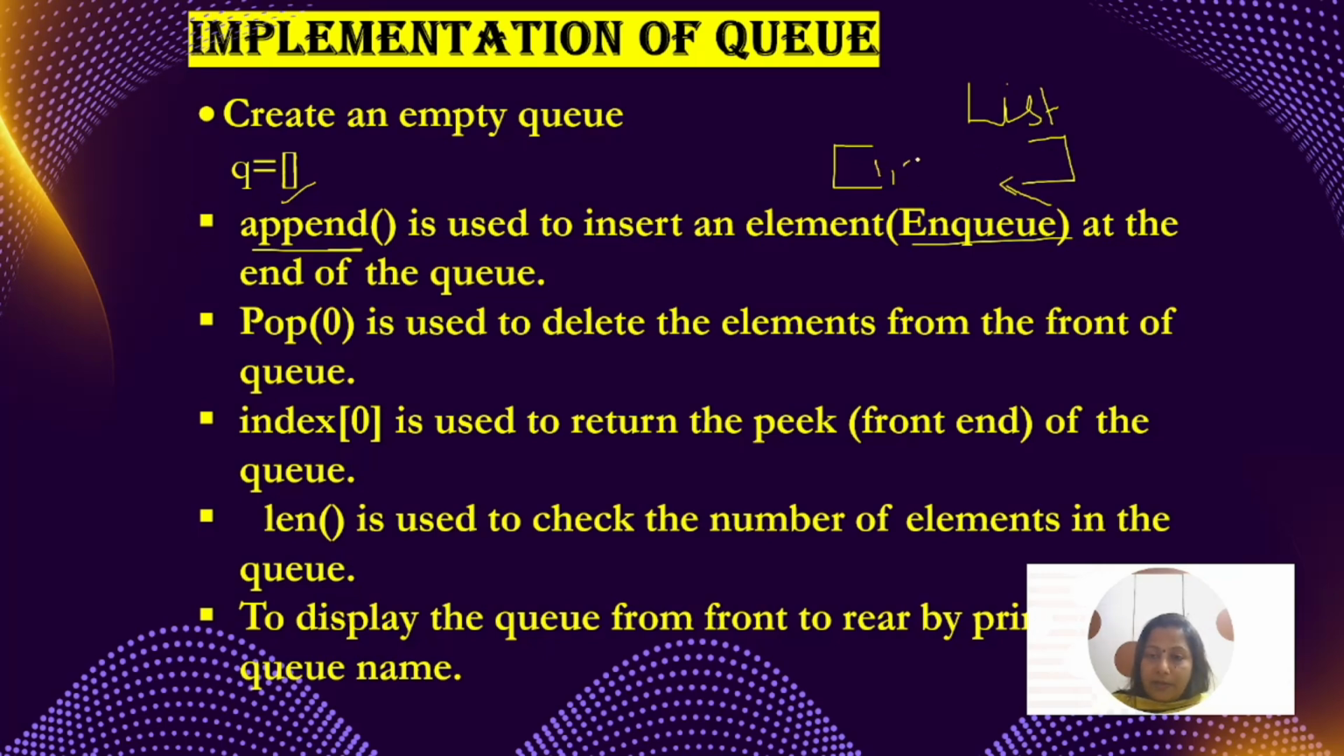Okay, for example, 1, 2, 3. If I want to append 4, where will it be added? It will be added at the end of the list. So this is what we call the rear of the queue. Clear? And next one is pop(0).